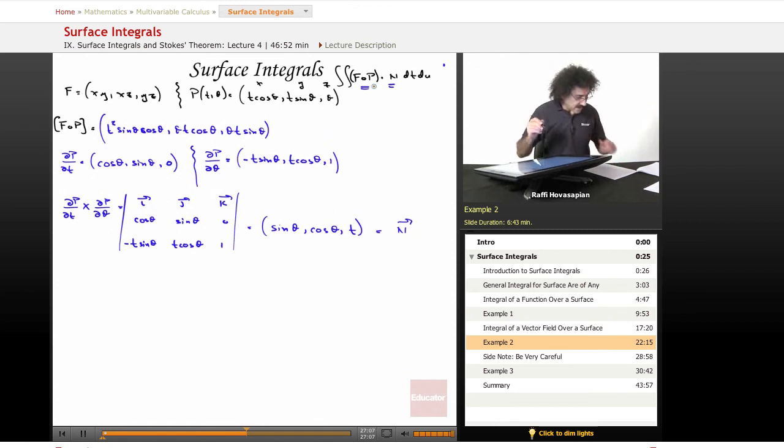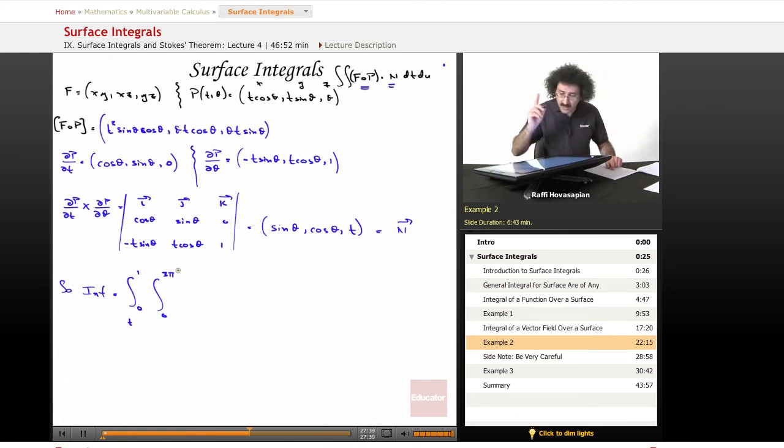Now I'm ready to construct my integral. Of course they gave me the range. They said t goes from 0 to 1, and theta goes from 0 to 3 pi. So I have my upper and lower limits of integration. Let me do t first, that's going to go from 0 to 1. And let me do theta next, that's going to go from 0 to 3 pi.